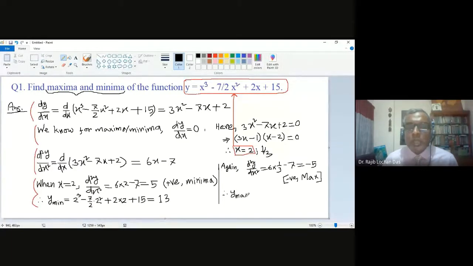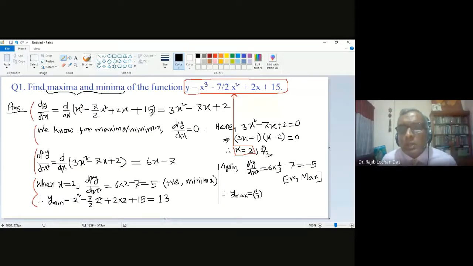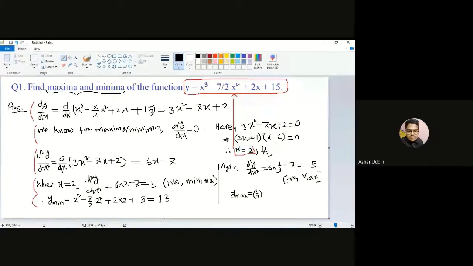Many people make this mistake. Sir, the value should be minus 1 by 3. Then why did you write 1 by 3? Why minus 1 by 3? Because 3x minus 1 is the factor. So 3x minus 1 means 3x equals 1, then x equals 1 by 3. Yes, sir, that should be 1 by 3.